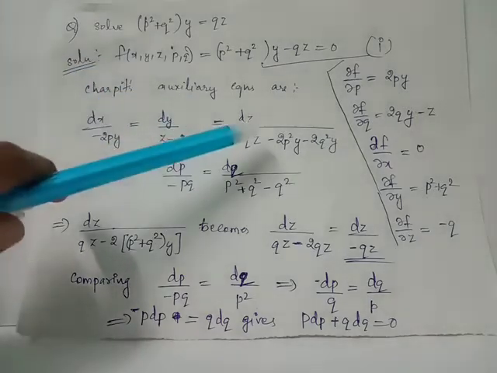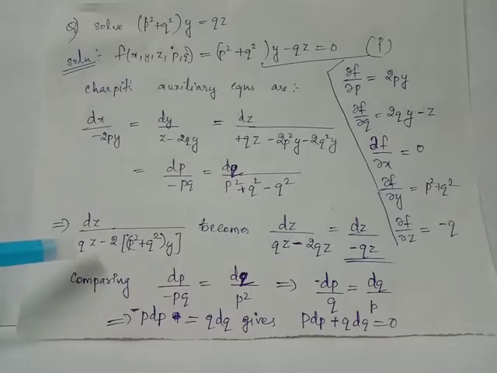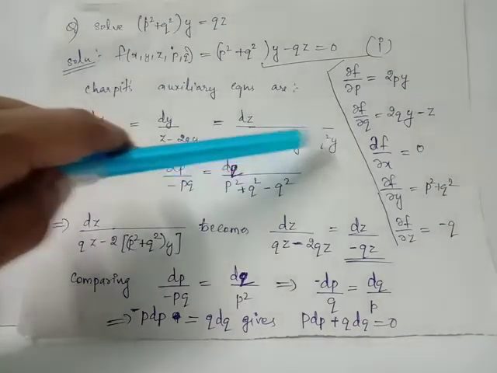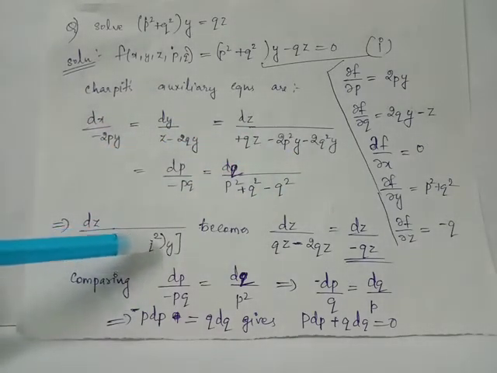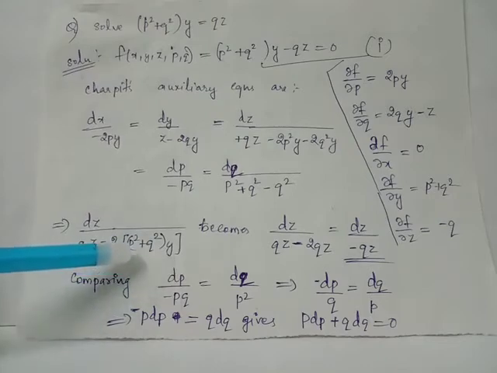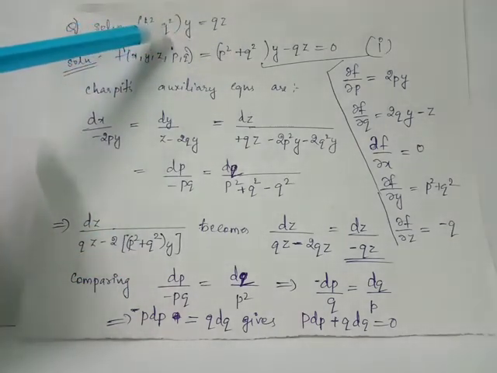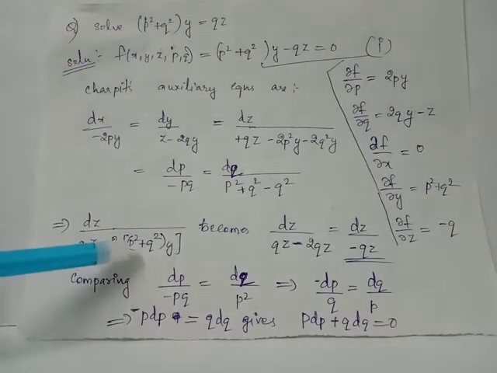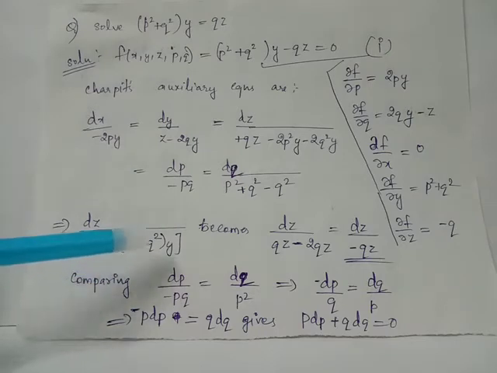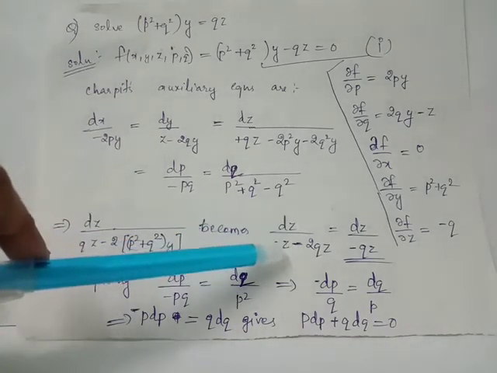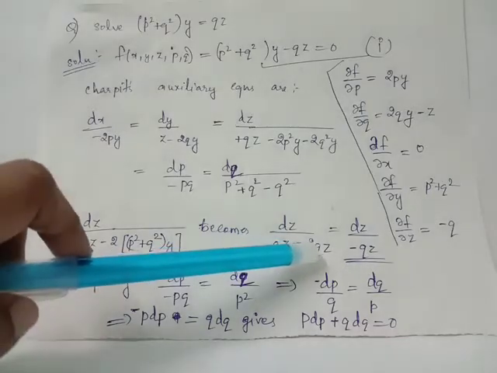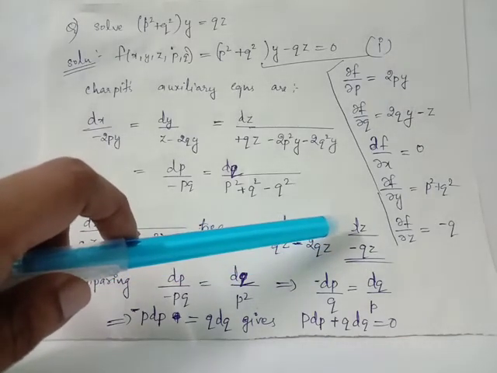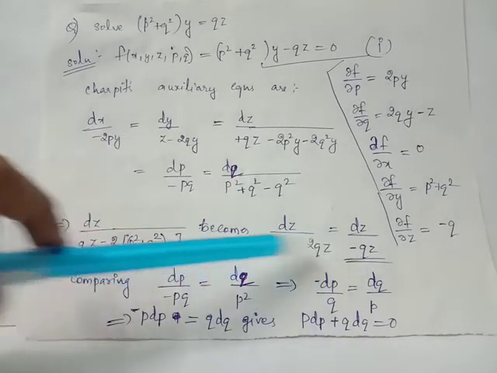Here we can again simplify it. When we take 2 common outside from these two expressions, we have p square plus q square into y. This can be replaced by qz from the given equation in the question. Therefore, p square plus q square into y when replaced by qz, this becomes qz minus 2 times qz. Therefore, dz divided by qz minus 2qz can be written as dz upon minus qz.